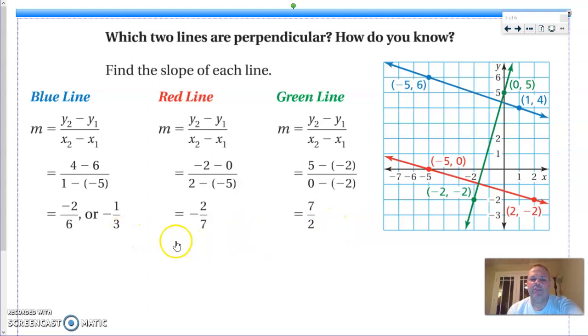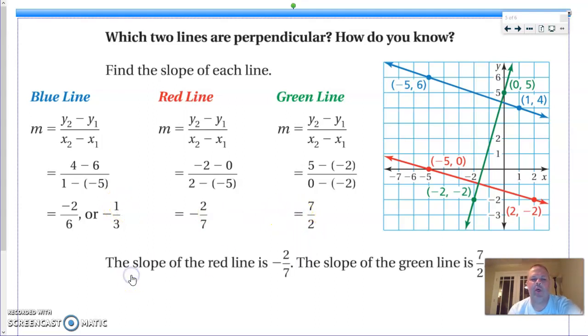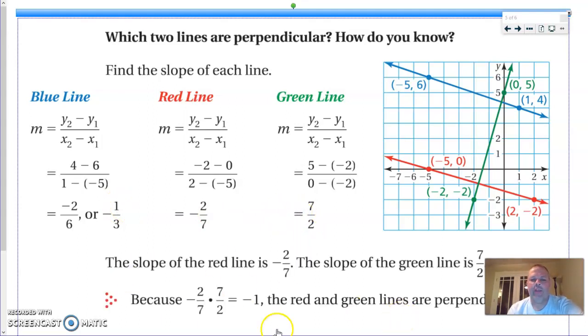When I multiply these two together, I'll get a negative times a negative. It's going to be positive, so it cannot be negative 1. These two together, they are reciprocals, and one is negative and one is positive. So in this case, the red and the green are going to be perpendicular. These kind of look perpendicular, but if I multiply 7/2 times negative 1/3, I will get negative 7/6, which is not negative 1. So the red and the green ones are the perpendicular lines.